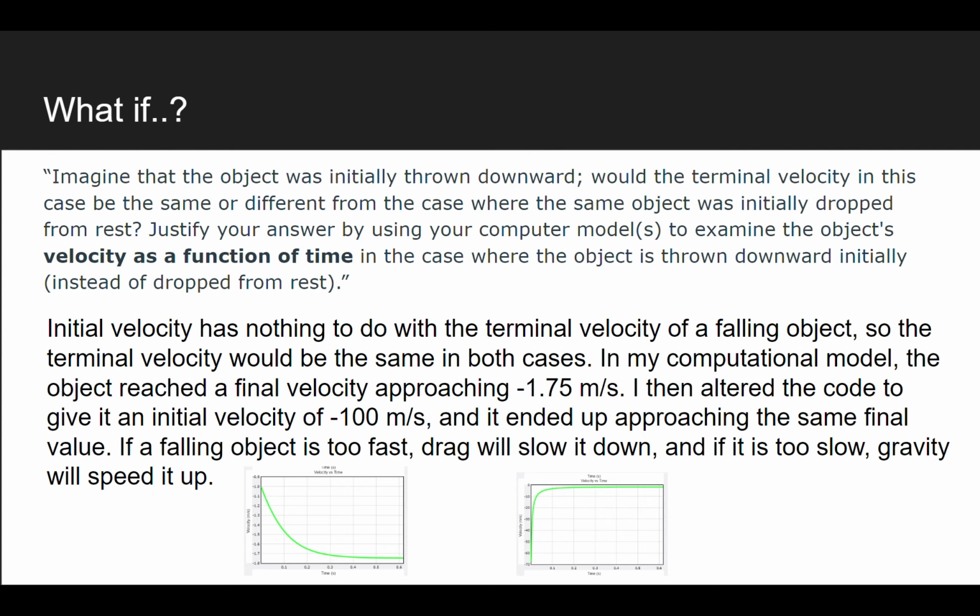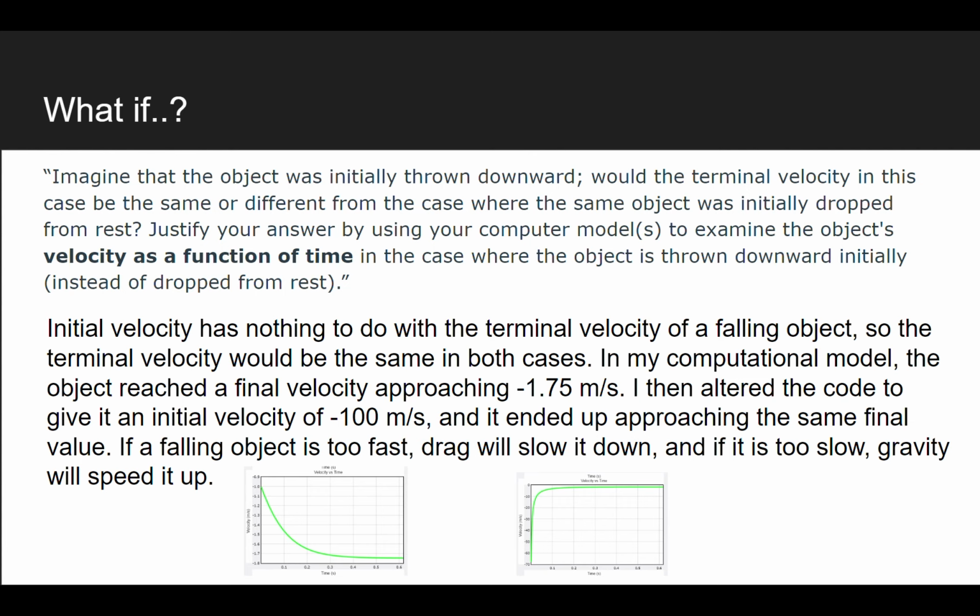The what if question asks how would the terminal velocity change if the object was thrown downward rather than dropped from rest. The initial velocity has nothing to do with the terminal velocity of a falling object, so the terminal velocity would be the same in both cases. In my computational model, the object reached a final velocity approaching negative 1.75 meters per second. I then altered the code to give it a much greater initial velocity of negative 100 meters per second, and it ended up approaching the same final value of negative 1.75 meters per second.